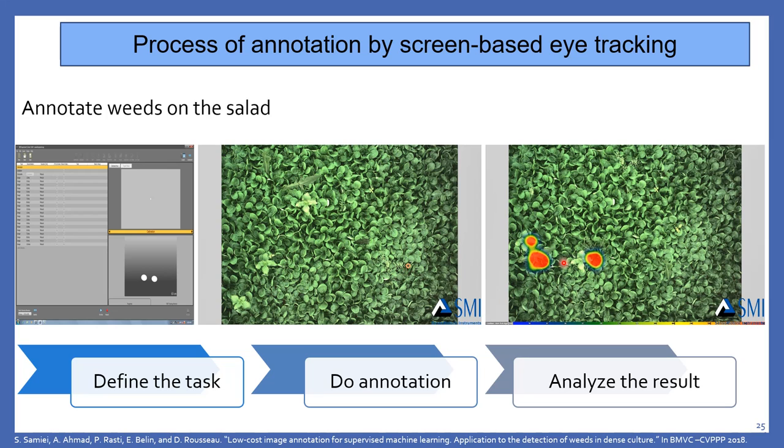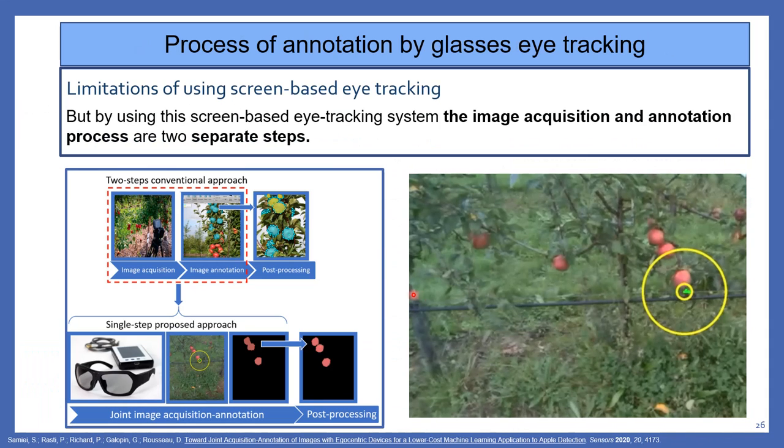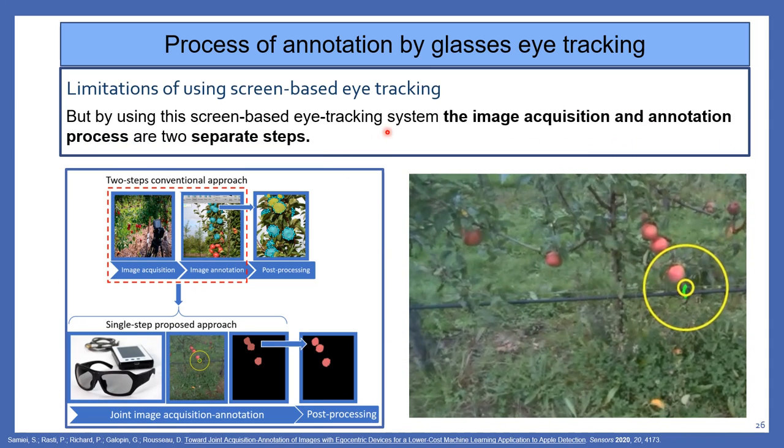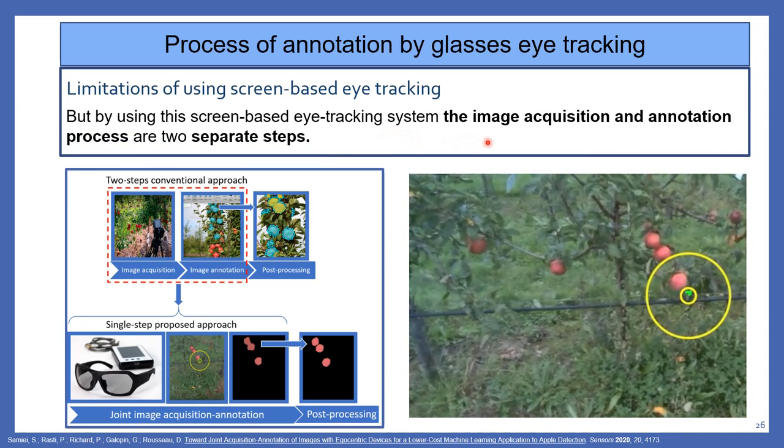By this approach, we accelerated the process of annotation in this example 30 times compared to manual annotation. And our group in Horfen for the first time used this technology for doing annotation in the agriculture domain. However, there is one limitation with this strategy, and it is that acquisition and annotation are two different steps.